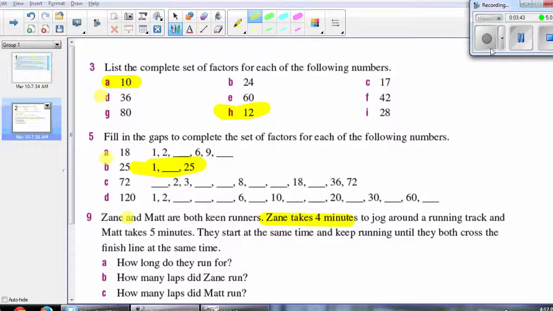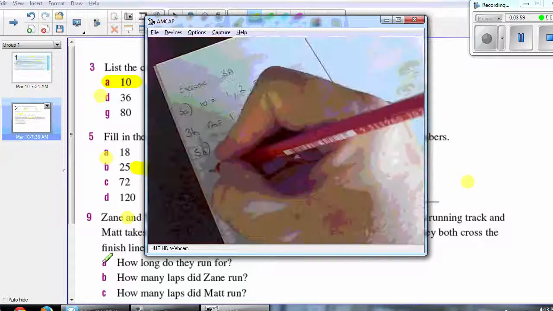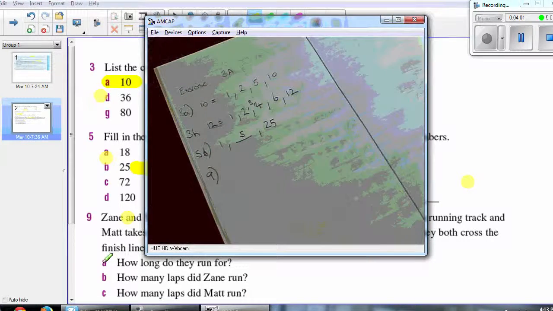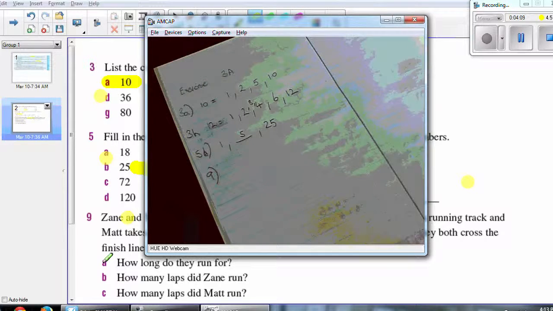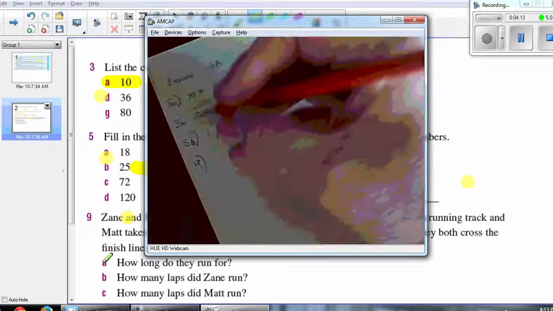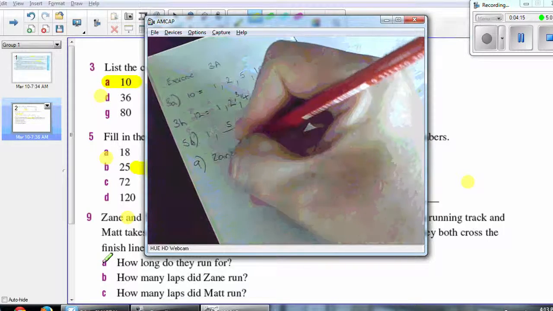So once again, when you're looking at problem solving, try to collect information. Both of these boys are runners, and it takes them 4 minutes to jog around a running track. That's for Zane. Zane takes 4 minutes. Matt takes 5 minutes. They start at the same time, and they're both running until they both cross the finish line at the same time. So how long do they run for?